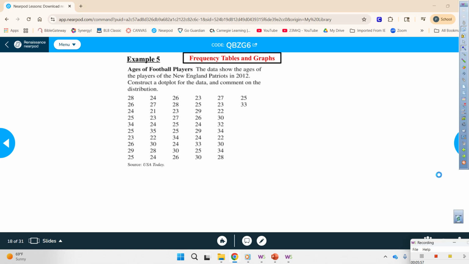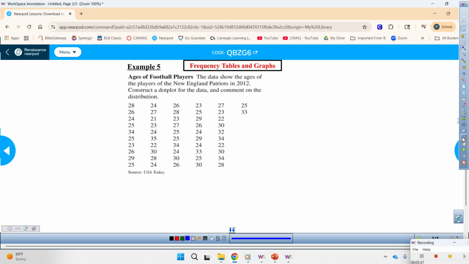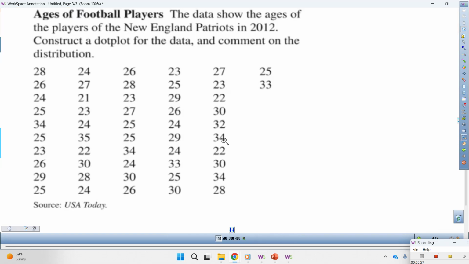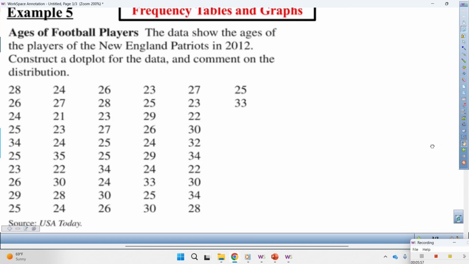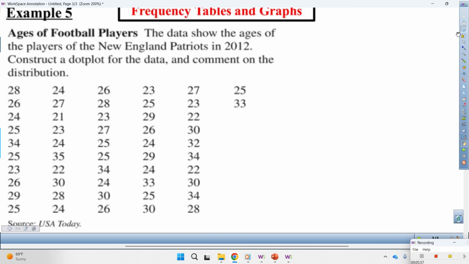Example 5. It reads, the ages of football players. The data show the ages of football players of the New England Patriots in 2012. Construct a dot plot for the data and comment on the distribution. So we're going to do this one together so it can go a little bit fast. Let me go through this one really quick. Here it goes. Look up.